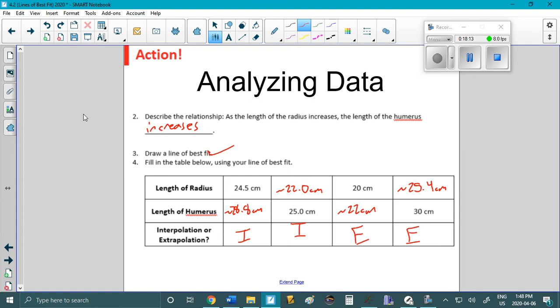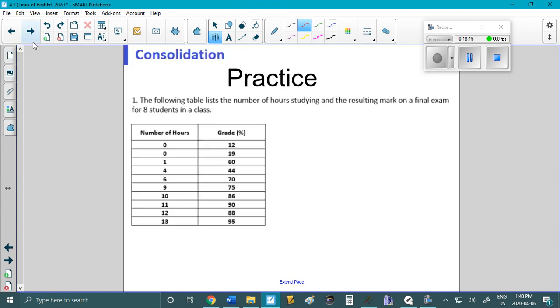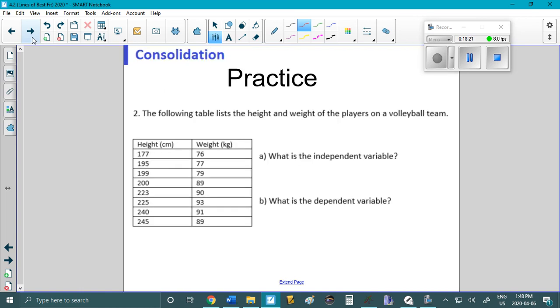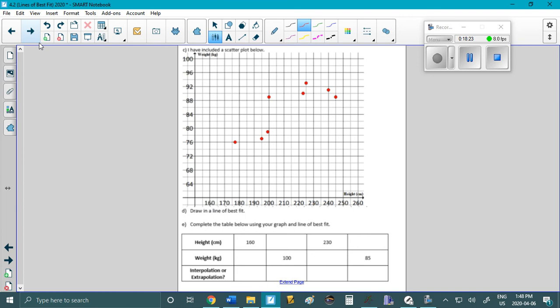The handouts have 2 of these practice questions for you. One's about grades. Again, I did the scatter plot for you. I'm trying to make this easy. And the other one is about height and weight, data that I believe we used yesterday already. Okay, so here's everything. That's the homework.